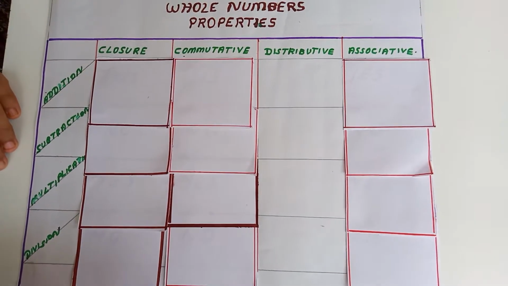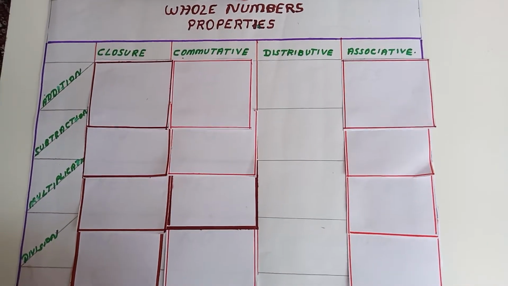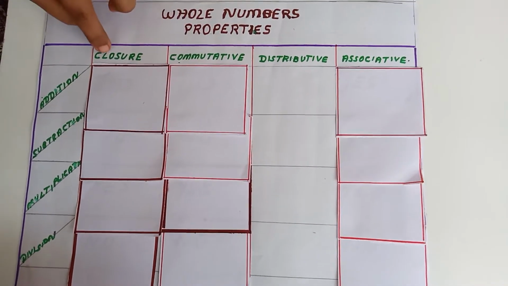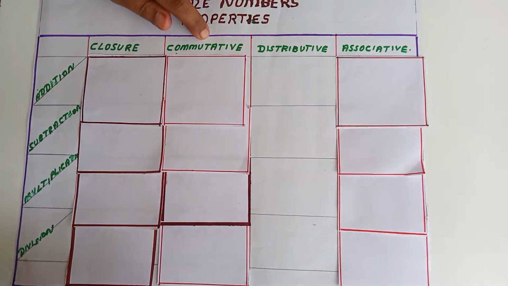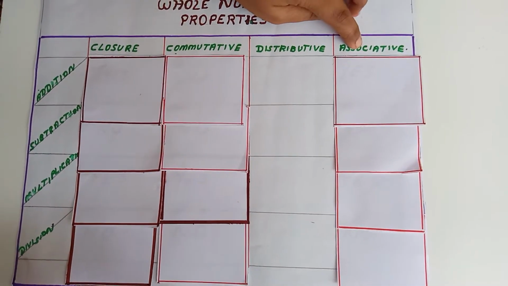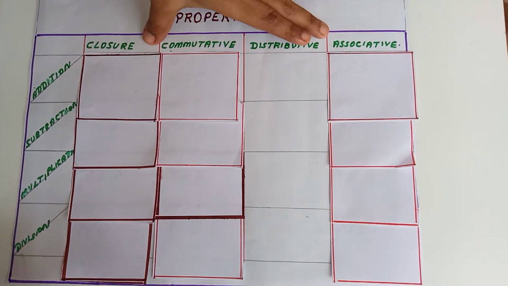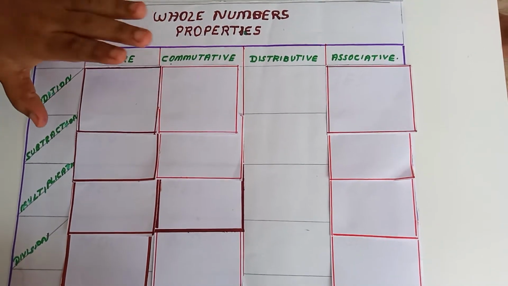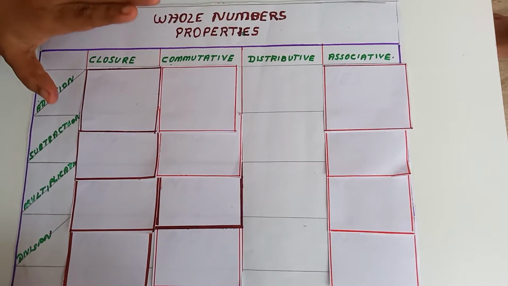In the previous class, we were dealing with whole numbers and their properties. The properties of whole numbers were the closure property, commutative property, and associative property. We discussed these three properties. Now, in this class, we are going to do the same with variables.